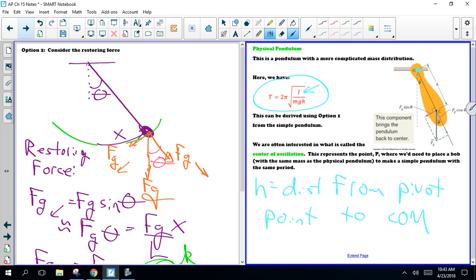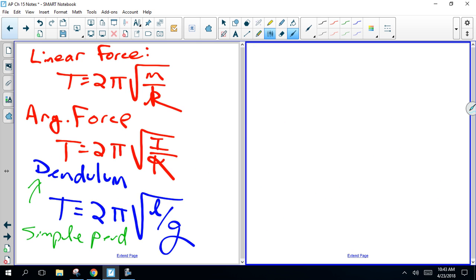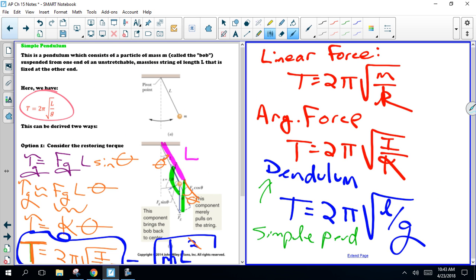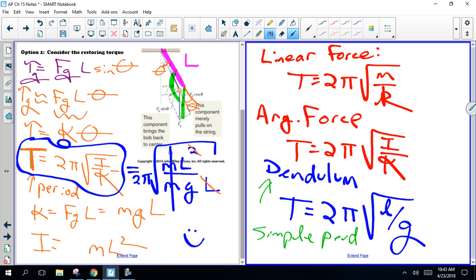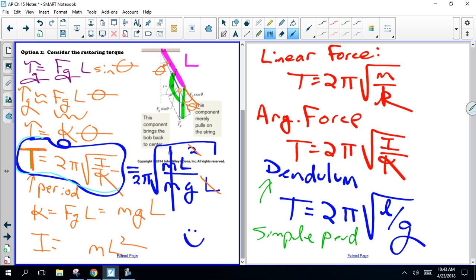So where does that come from? I'm not going to go through a whole derivation. I'm going to point to a thing and say it comes from right here. On Friday, we derived the period of a simple pendulum by looking at the restoring torque. And it was T = 2π√(I/k), and we'd figured out that k was the force of gravity times the length.